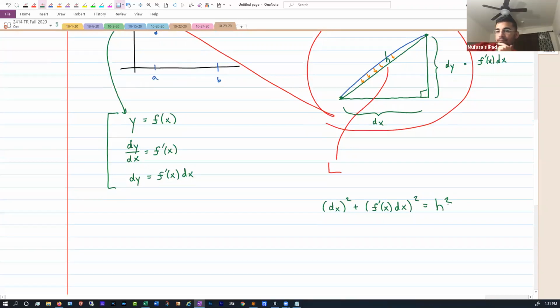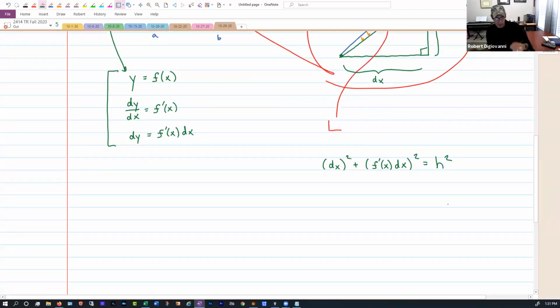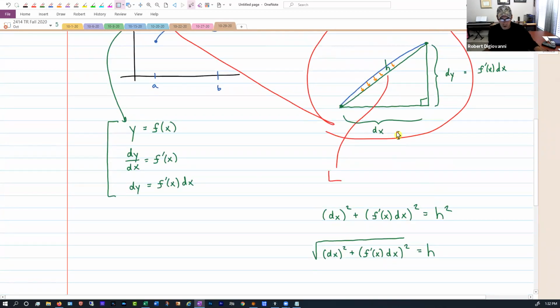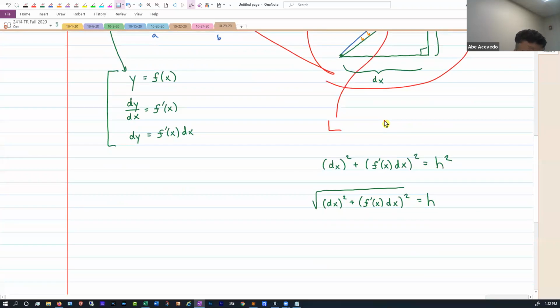Okay. So now let's take the square root on both sides. The square root of dx squared plus f prime of x times dx squared should be equal to the hypotenuse, right? Actually, I should have called it L, because didn't I say it was L earlier? These are the same thing. Oh, well, we'll stick with H, okay?